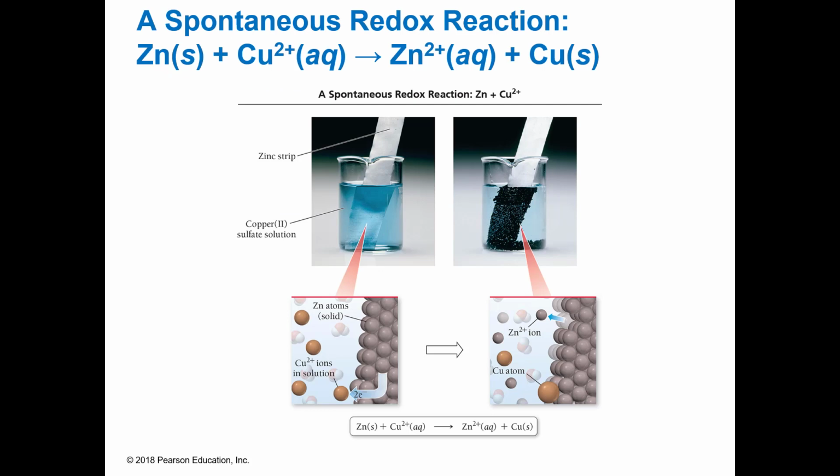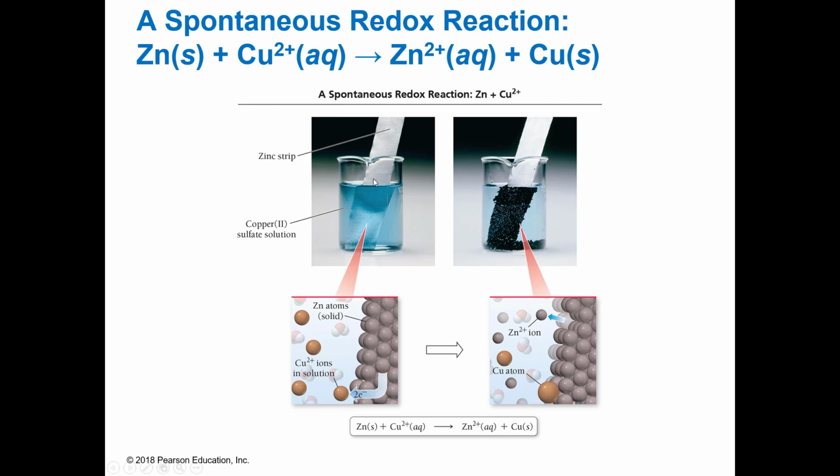So let's talk about what oxidation reduction looks like. In the diagram on the left, or the photo, we have a piece of zinc metal in a copper 2+ ion solution. Again, remember that the 2 represents the charge. And this reaction is spontaneous.